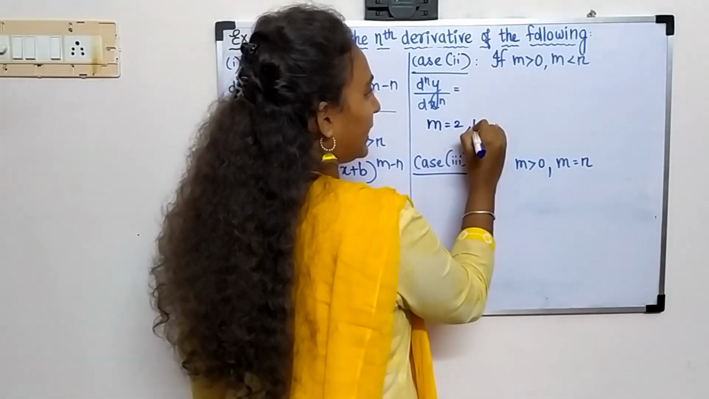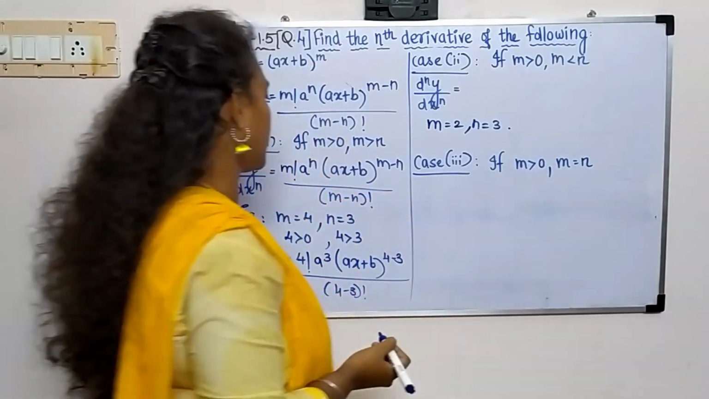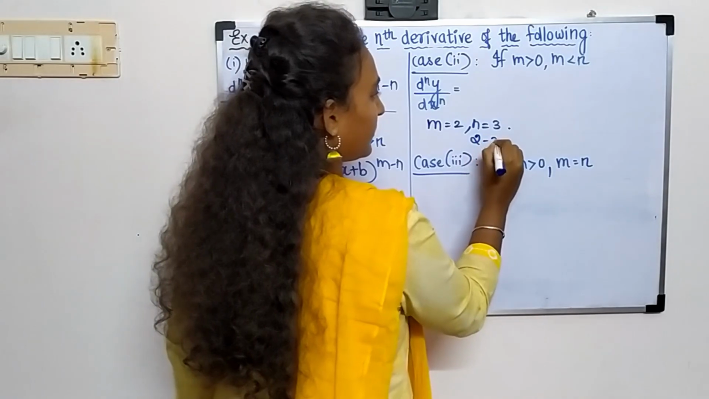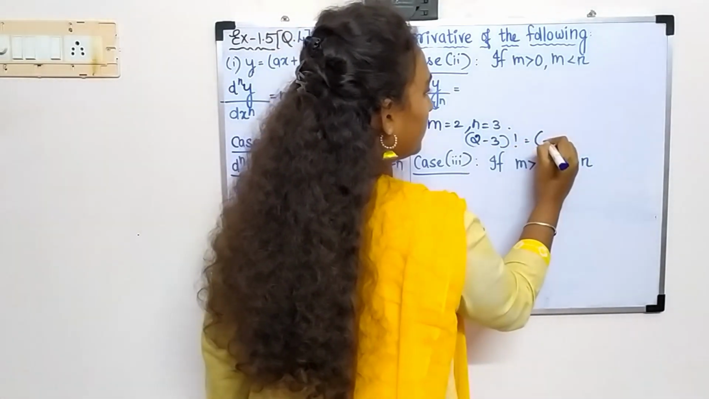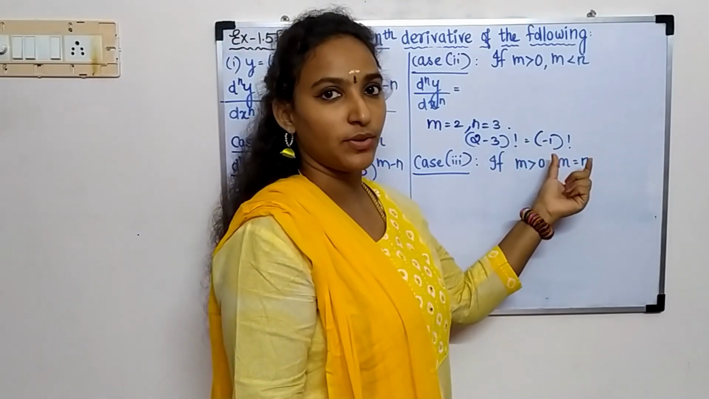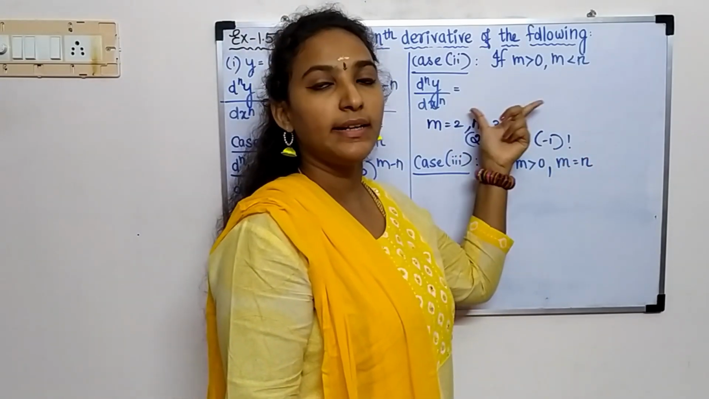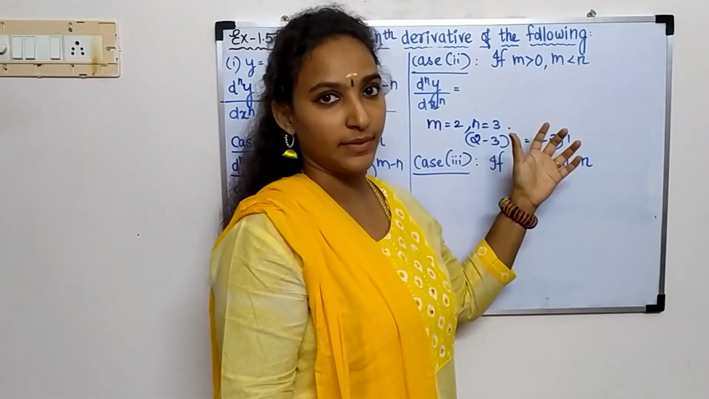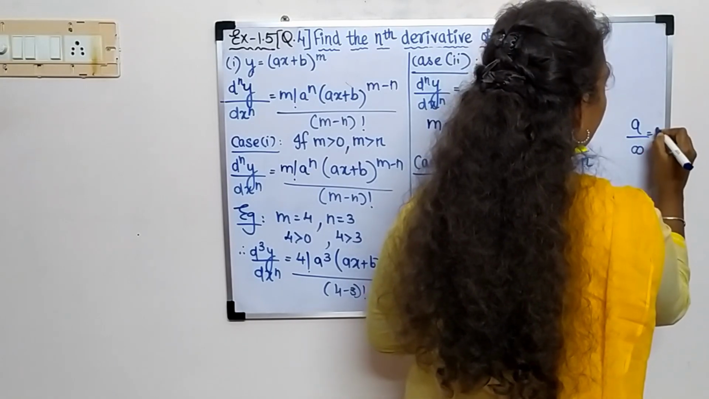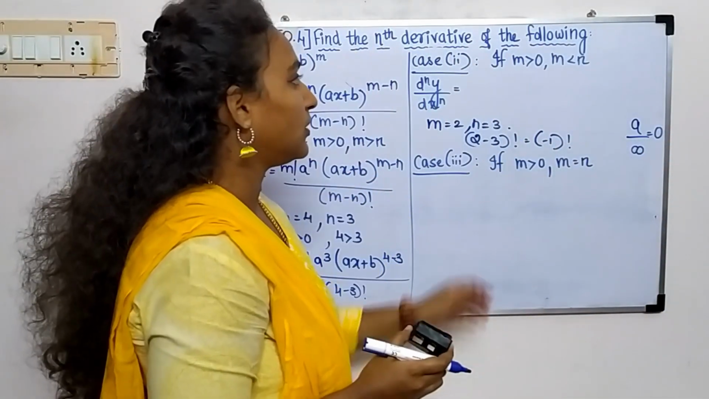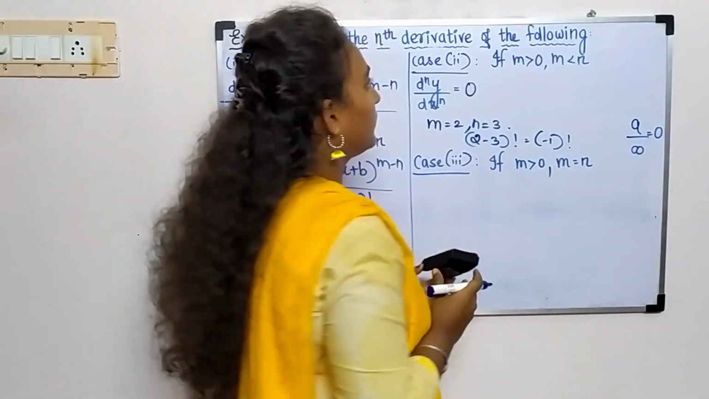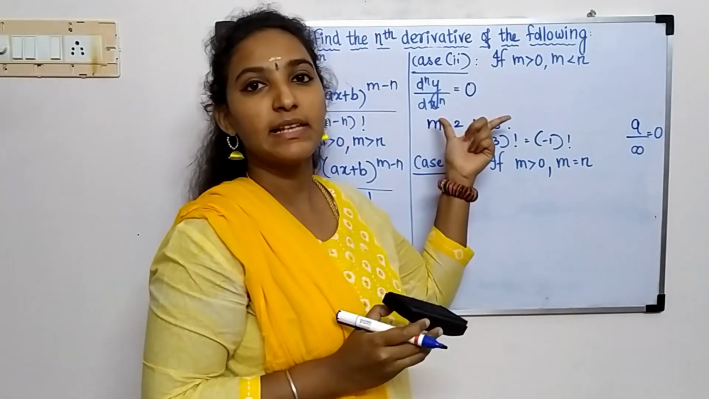Take m to be 2 and n to be 3. So we will be having 2 minus 3 factorial, which is equal to minus 1 factorial. As I said, we don't have any negative factorial. So when you solve this, the denominator will tend to infinity. Any number divided by infinity will be 0. So the answer will be 0. So this is your case number 2.